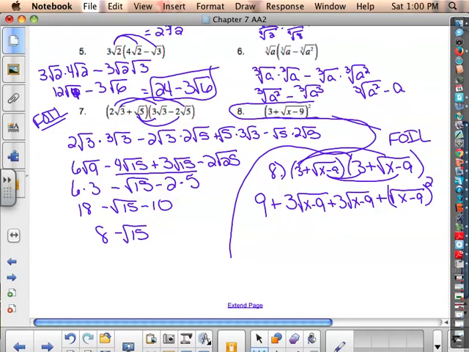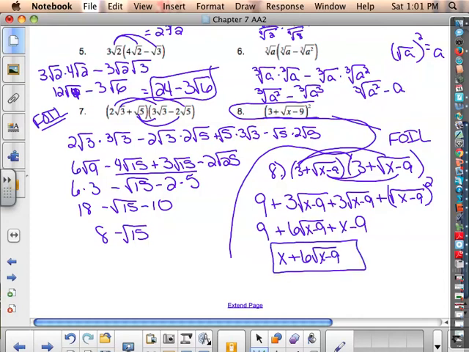Okay, so think of that as a power to a power. When you have a square root squared, it becomes the radicand. So I have 9 plus 6 square root of x minus 9 plus x minus 9. So when I am finished, I have x plus 6 square root of x minus 9 as the solution for number 8.